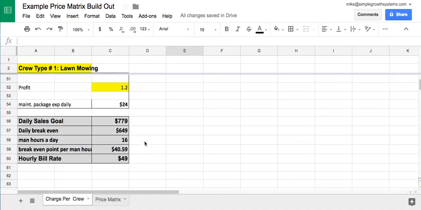So at the end of this, we come up with a daily sales goal, a break even, what it costs us to operate, how many man hours, 16 man hours, and a break even point of $40.59 per man hour. And this lets us know to hit that 20% margin and cover the overhead we just incurred, we need to be charging $49 per man hour. So this is the foundation that goes in the price matrix in Service Autopilot.